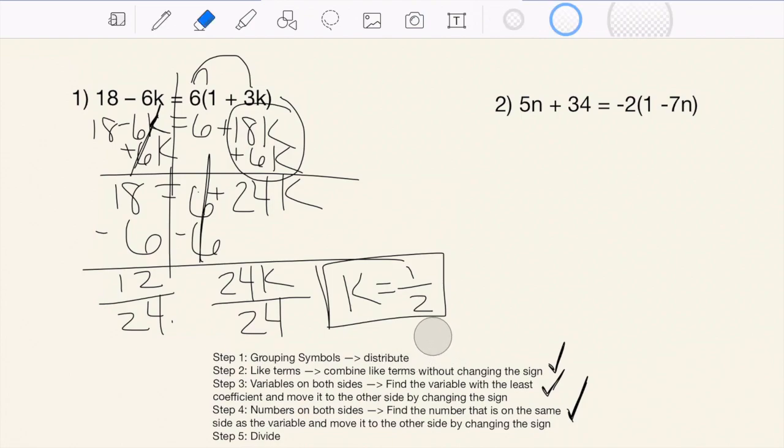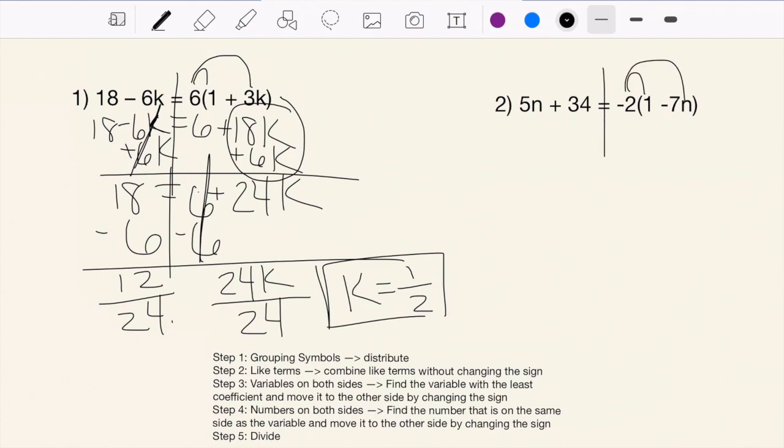So let's go ahead and look at number 2. So first step, do we have grouping symbols? Yes, we have those parentheses, so let's distribute. -2 times 1 will give us -2. And then -2 times -7n will give us positive 14n. I'm going to bring down this entire piece. So that is number 1.